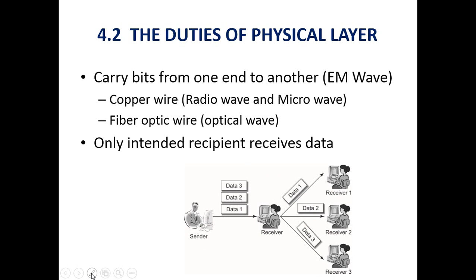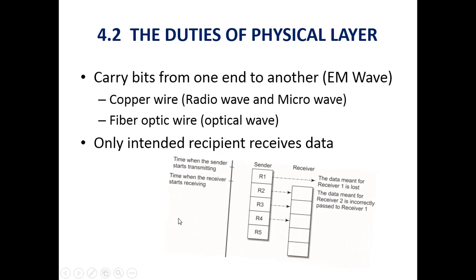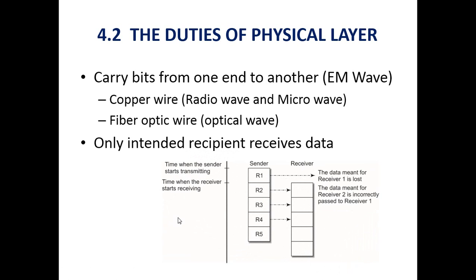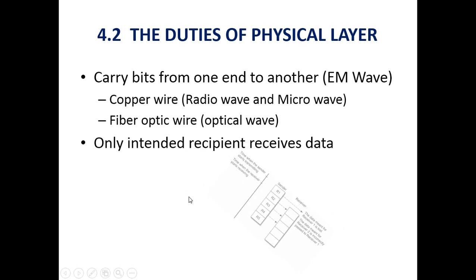Another job of the physical layer is that only the intended party can receive the data. Suppose the sender sends some data 1, 2 and 3 to different receivers. Then the physical layer should take care that whatever data is sent from the sender is received correctly at the particular receiver only. No other user can get the data. Another job is synchronization, to make synchronization between the sender and the receiver, so that whatever the sender sends is correctly received at the receiver side, meaning the mismatch problem cannot appear.